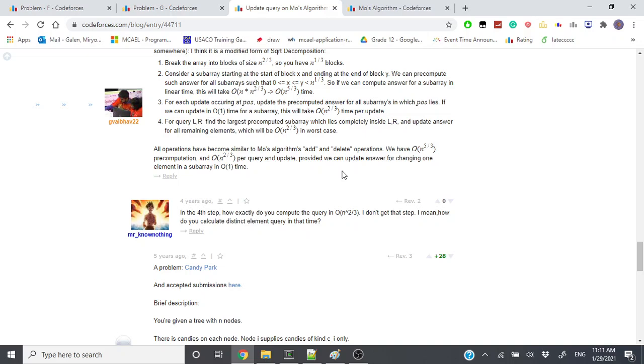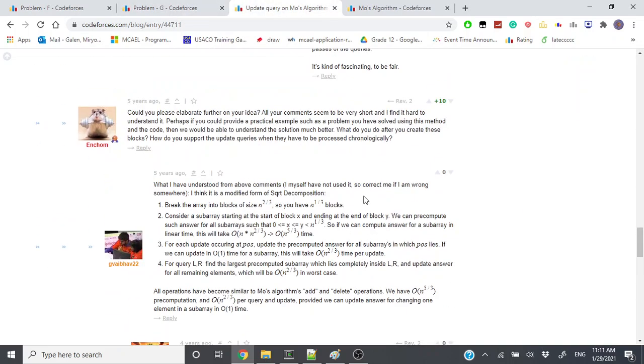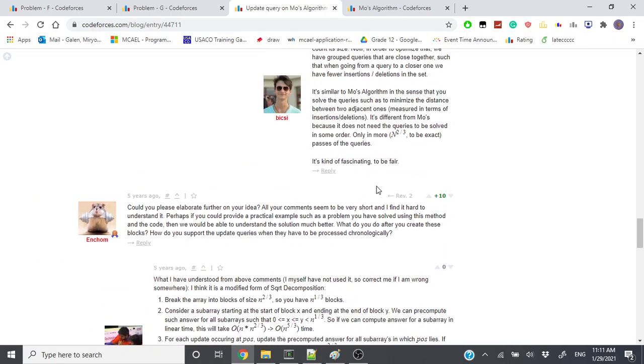Watching a video during a video is probably not going to work out since we have 20 minutes left. So, does this work? This just seems like some sort of weird square root decomposition. I don't know why we don't just do normal square root with that. It's n root n. Oh, right, because an update is bad. Okay.